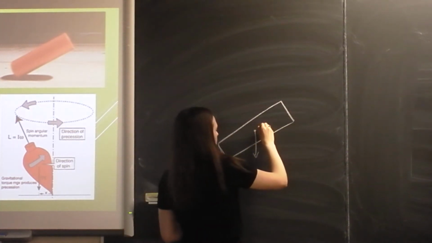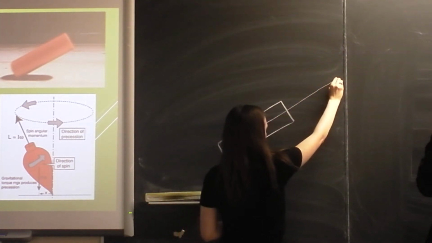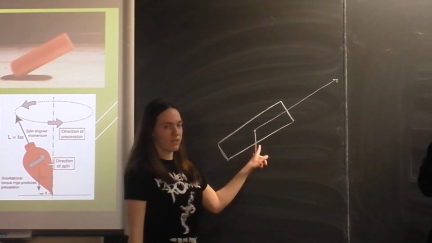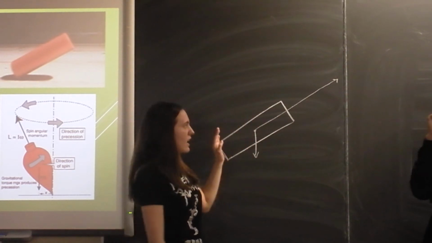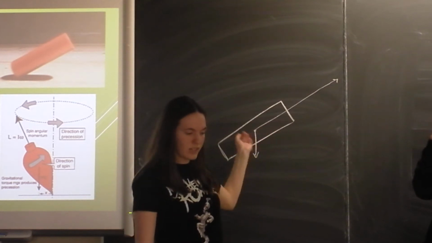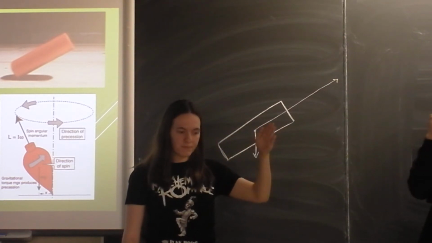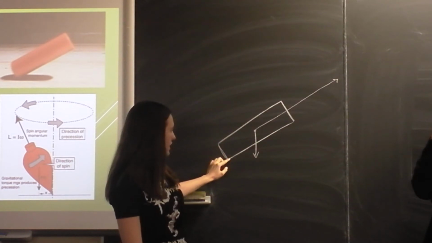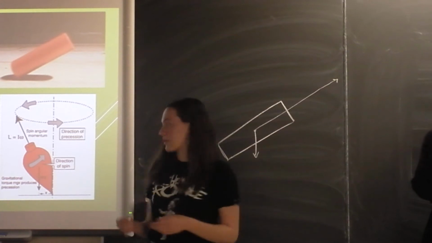So when the angular momentum is big enough that the y component of it is bigger than the y component of gravity, then the object will stay up. And as the object's angular speed decreases, the momentum will get smaller and the y component will decrease, and that's why this angle here, this is the angle of precession right here, will decrease as time goes on.